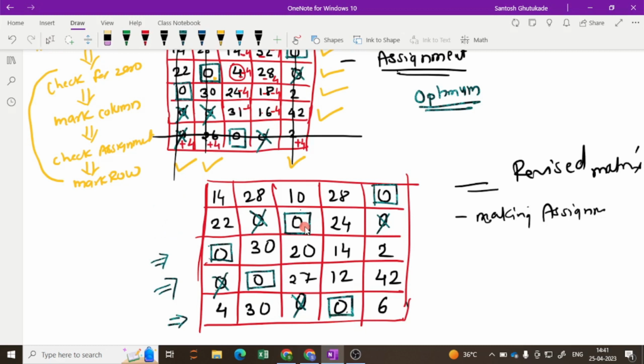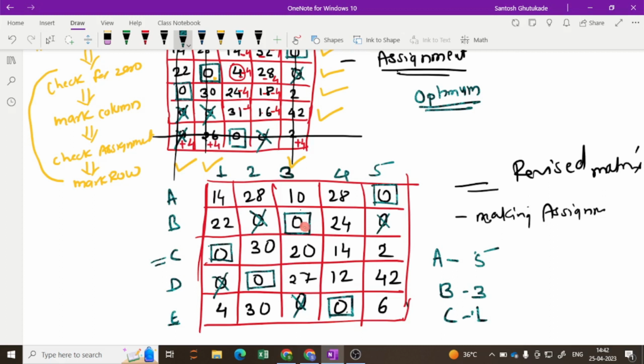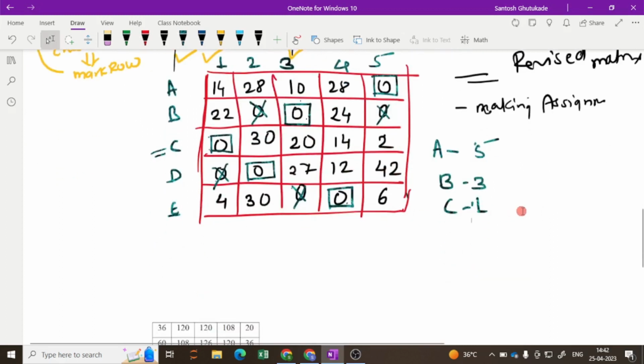Now here we know these are the operators, A, B, C, D and E, and these are the products 1, 2, 3, 4 and 5. So operator A is assigned to product number 5, then B to 3, C to 1, then D to 2 and E to 4. So this is the final assignment, but here we have to find out the maximization of profit.